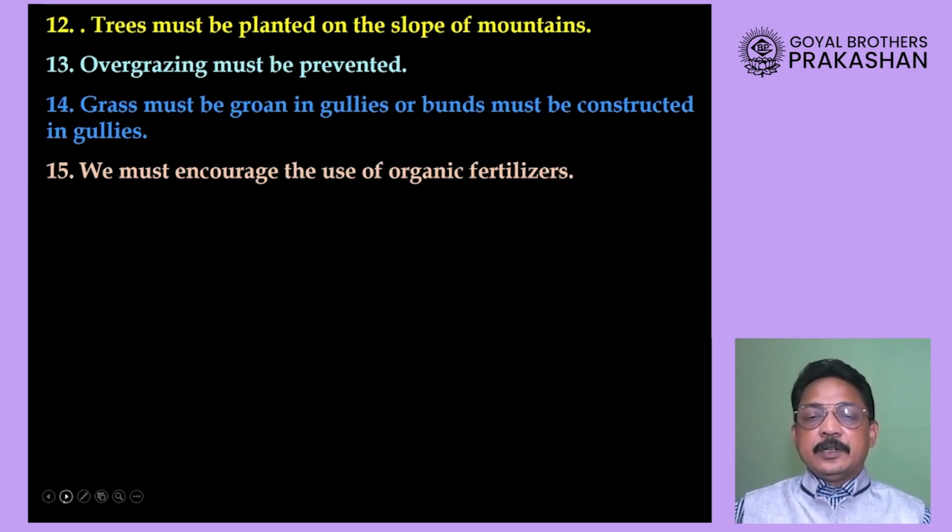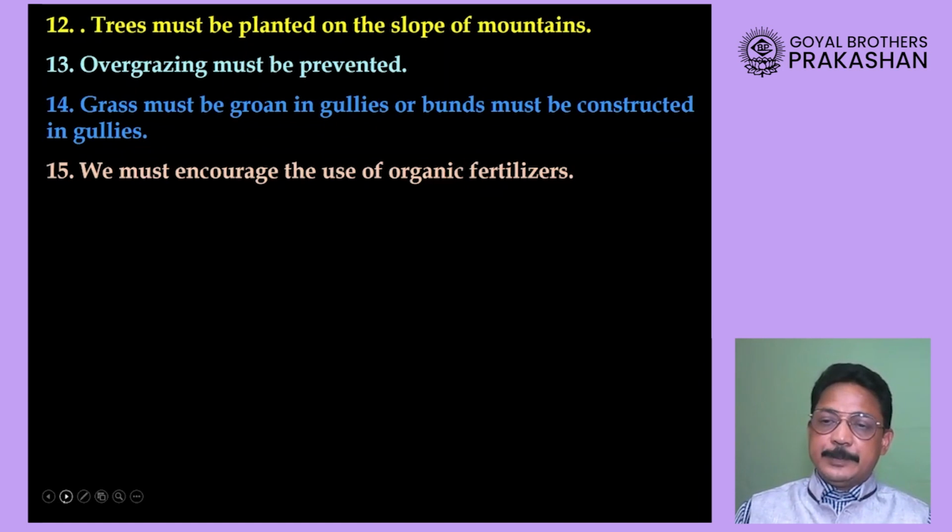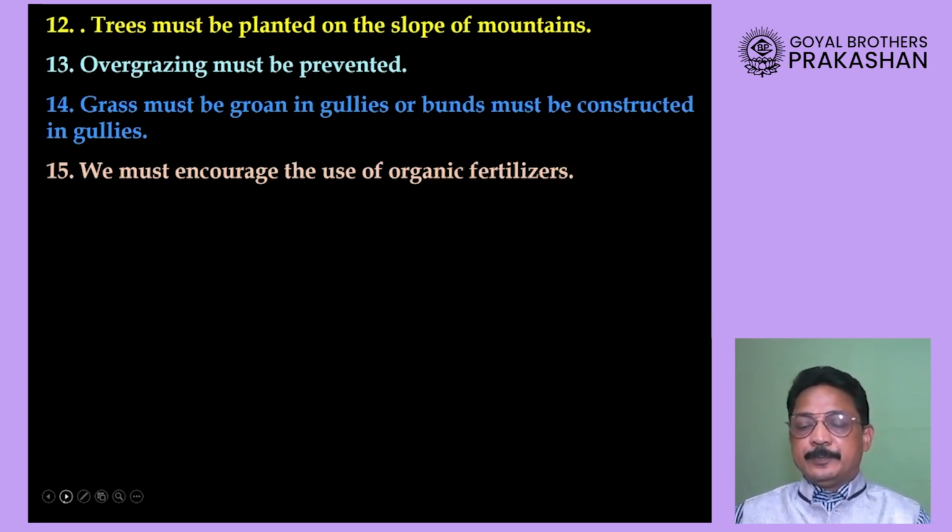Next question, grass must be grown in gullies. Now, the simple reason: the grass holds the soil and it also reduces the speed of water. This is how it will reduce the flow of water and control the gully erosion.